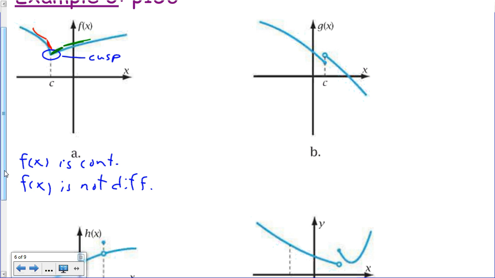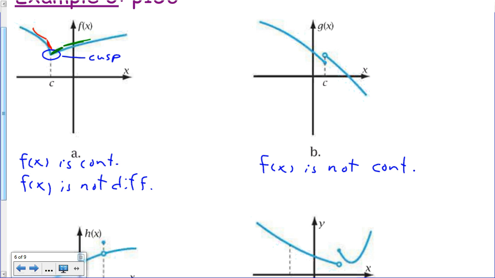All right, let's take a look at this next one here at C. It looks like we have a step discontinuity. And because of the fact that I have a step discontinuity, I'm not continuous in this case. If you go back to the definition of continuity, it looks like the function exists at C, but the limit does not exist. From one side I'm approaching one value, from the other side I'm approaching a different value. So f of x is not continuous.